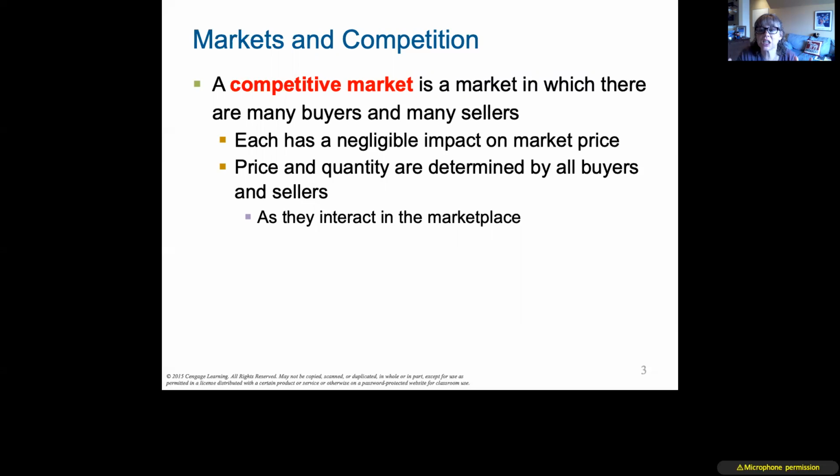So everybody has to interact together. You have a bunch of sellers that each don't have enough market power to rule. So we don't have any big player. And at the same point in time, you have all of us, and we're all buying separately.